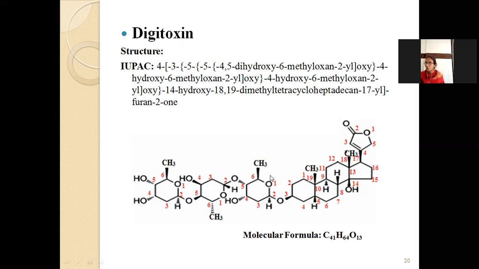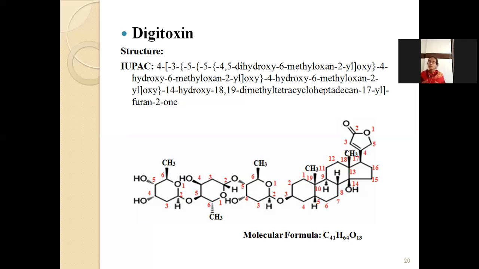So it is 2-yl oxy, here 4-hydroxy-6-methyl oxan-2-yl, and here oxy, and in the 14th position hydroxy is there, so 14-hydroxy-18,19-dimethyltetracycloheptadecane-17-yl furan. In the second position oxygen is there, so it is 2-one. So this is the structure and IUPAC name of digoxin.